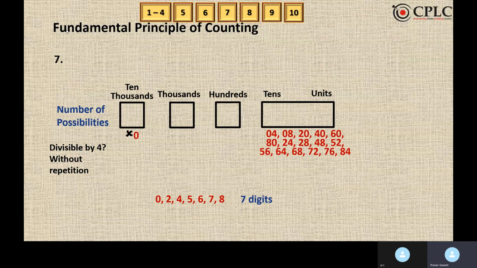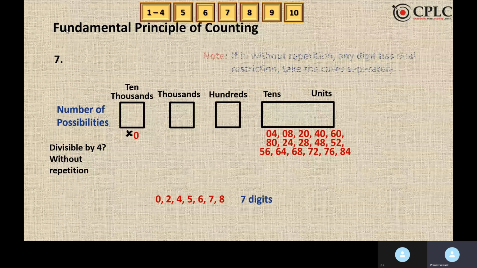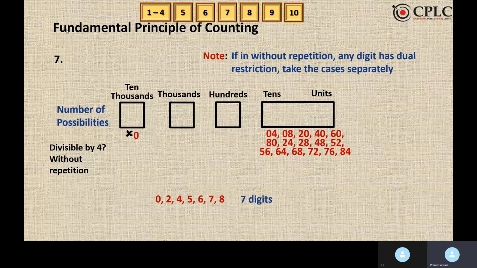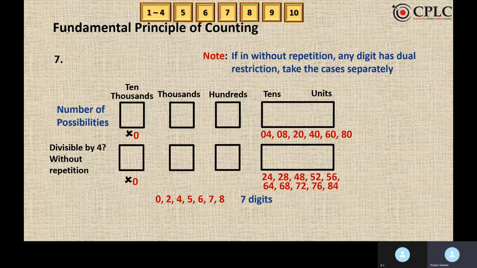Now 0 can't come at the thousands place. If without repetition any digit has dual restriction, take the cases separately. So there are 2 restrictions over here. 0 can't come at the thousands place, and 0 can come at the last place, as in 40, 80, 20, 60, 80. Hence, it's a dual restriction. We will take the cases of all the zero parts separately.